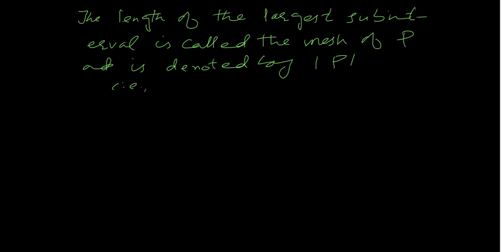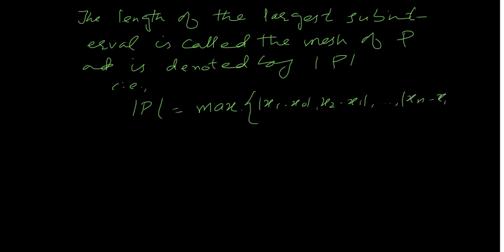That's, we have mod of P is equal to the maximum of these lengths: x1 minus x0, x2 minus x1, and so on up to xn minus xn minus 1. So it's a maximum of these lengths. That's called the mesh of the partition P.